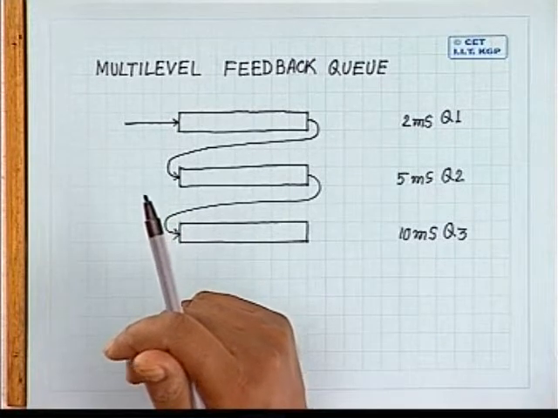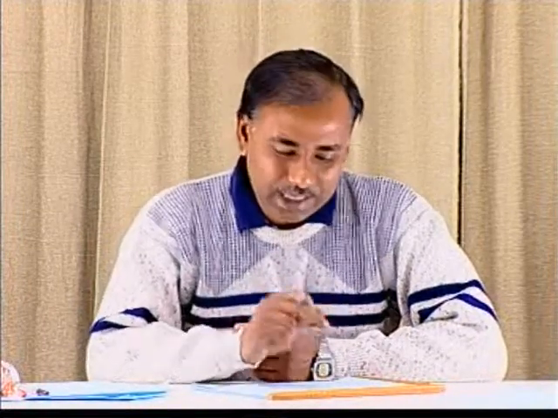If I find that the CPU burst of the job is over before that 2 millisecond duration, I will keep the job in queue number 1 only. I will not move the job. Because the first time it has executed, it has shown that the CPU burst requirement is less than 2 milliseconds. So I assume, again my prediction, that the next CPU burst time will also be less than 2 milliseconds. So I don't need even a prediction formula. I'm just keeping a threshold, whether it is less than 2 milliseconds or greater than 2 milliseconds.